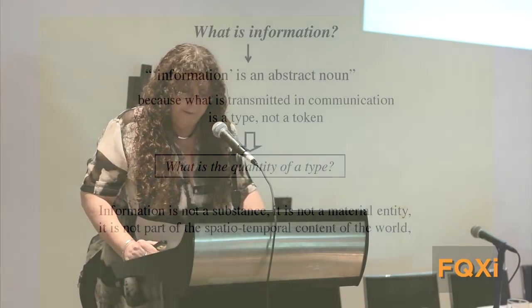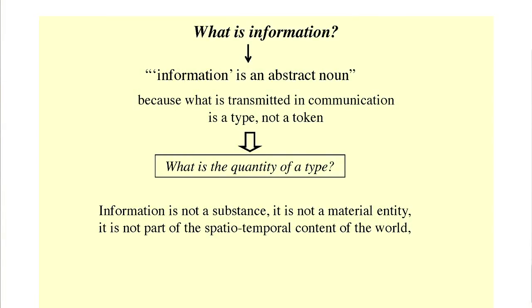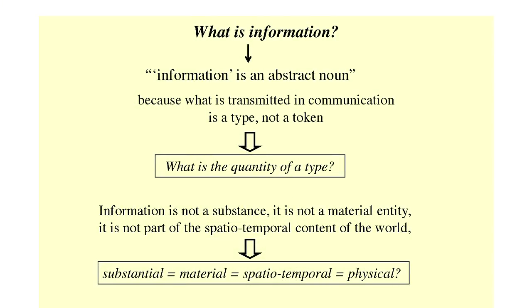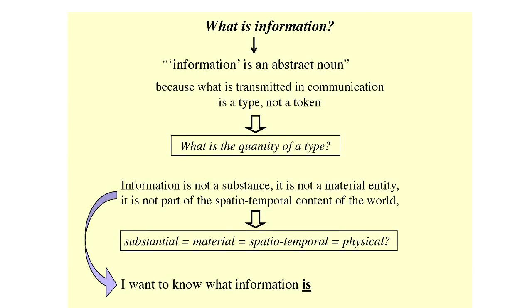So we are told that since information is an abstract noun, information is not a substance, it's not a material entity, not part of the spatiotemporal content of the world. The question is, is it legitimate to equate substantial, material, spatiotemporal, and physical? Well, anyway, we are told here what information is not, but I'm interested in what information is.